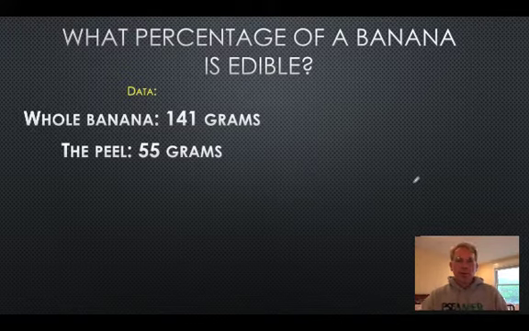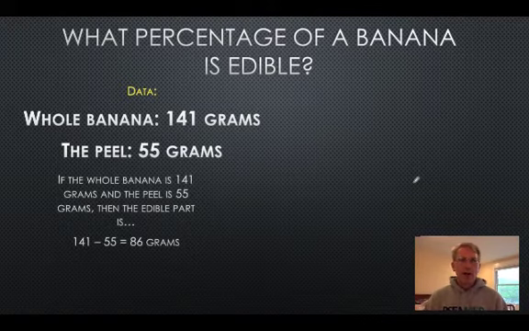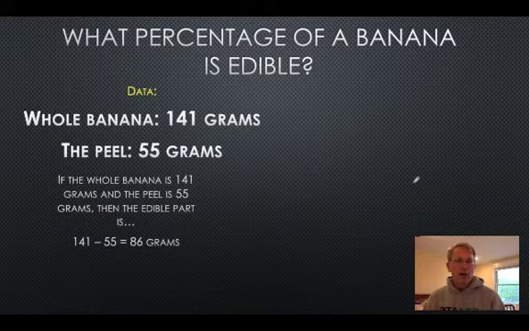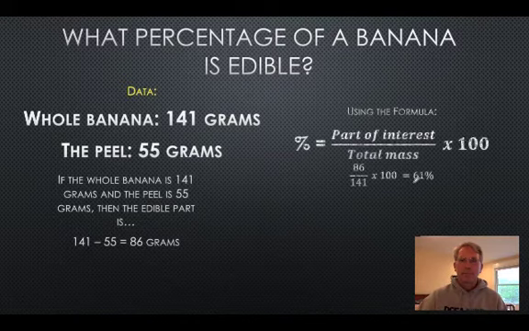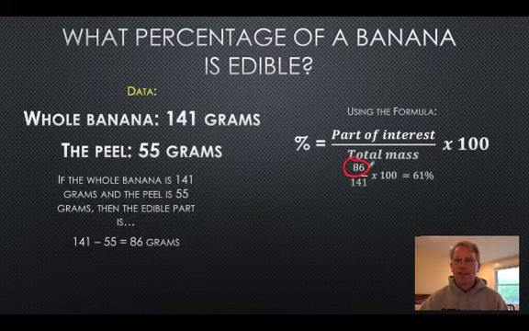So let's turn it around. We know that the banana is 39% peel. What percent is edible? What percent is the actual banana that we eat? So first thing we need to know is how much of that banana was the eating part, the banana itself. So if we know that the banana is 141 grams and the peel is 55, we can subtract them to figure out that there's 86 grams of edible banana. And then we can just use the formula and say, well, if I'm interested in the edible part this time, I'm going to take 86 grams divided by the total and get 61%.